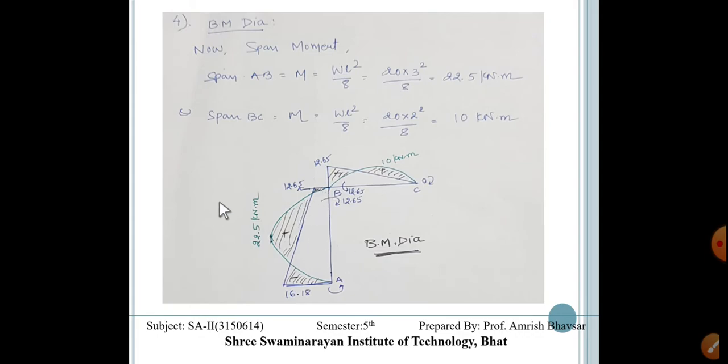In this case, we must consider that at the common joint B there is a 12.65 moment for the span AB and span BC. So it is for the two spans. So we have to draw something like this. Clear, everybody?